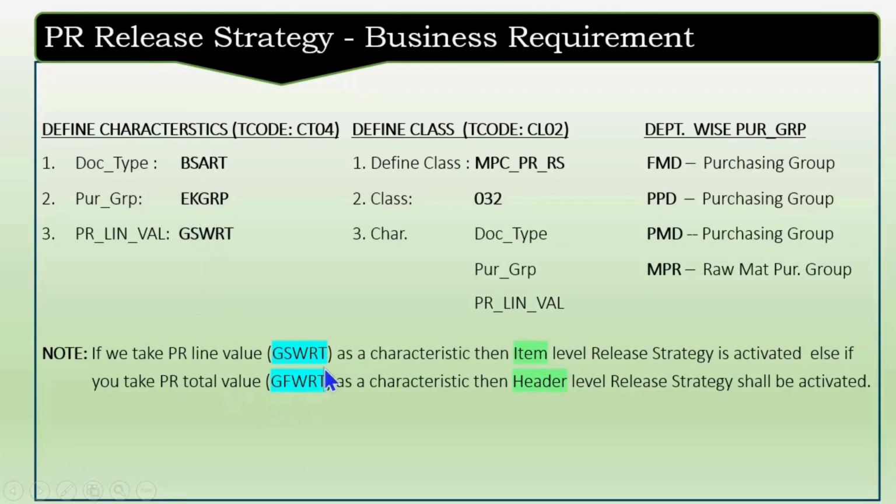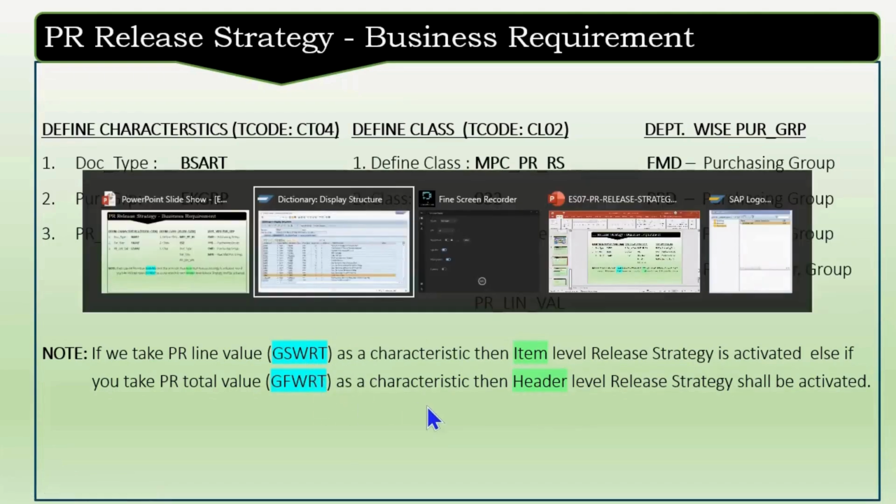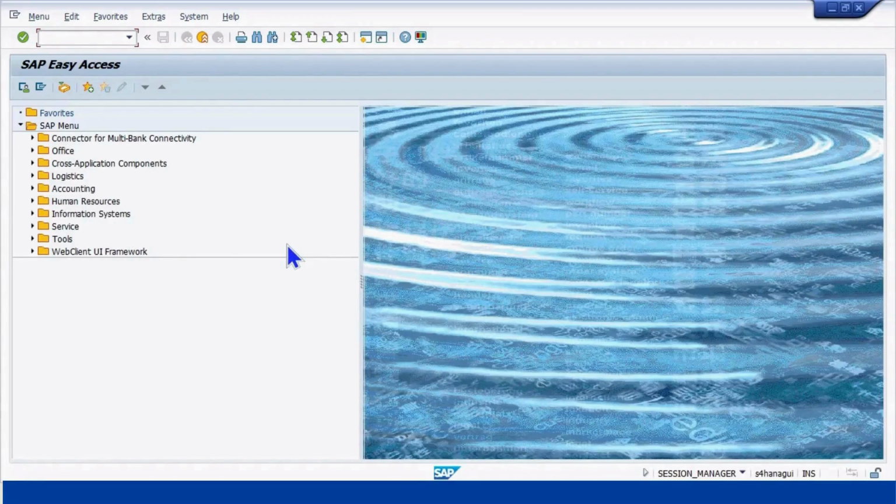Remember users, in PR, like I explained to you earlier in this session, the release strategy can be built on item level and header level. Just go back, and let us create the characteristics.